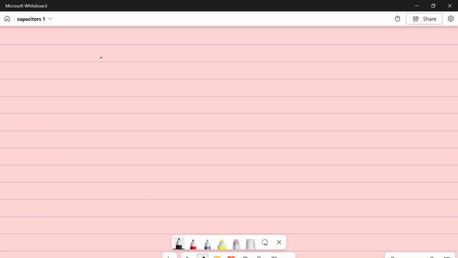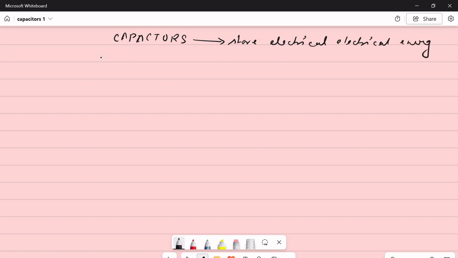So, capacitor is basically used to store electrical energy. Okay, this is the main function of capacitor. But the question over here is, how does this electrical energy get stored? Now, the answer to this depends on your structure. In order to understand how it gets stored, we need to get into the structure of the capacitor.